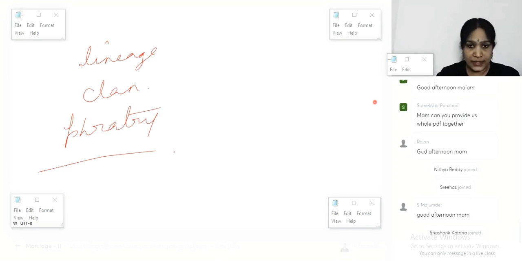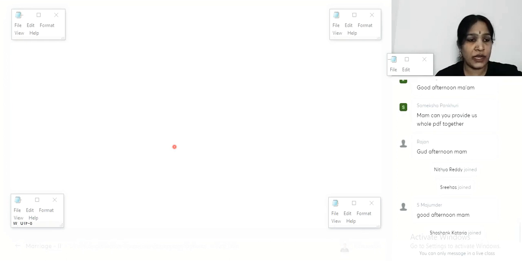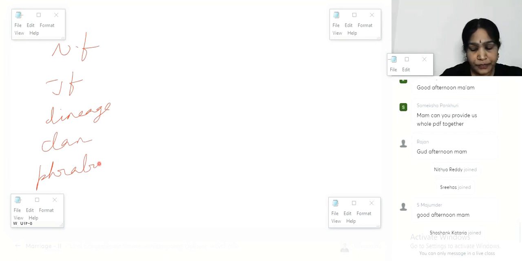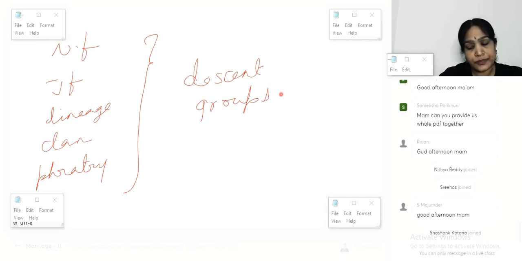Okay, so a few clans who believe that they have a common ancestor can be called a fratry. I repeat, a few clans who believe that they have a common ancestor can be called a fratry. Now look here: nuclear family, joint family, lineage, clan, fratry, all these can be called descent groups, okay, and keep using the words in your mind.